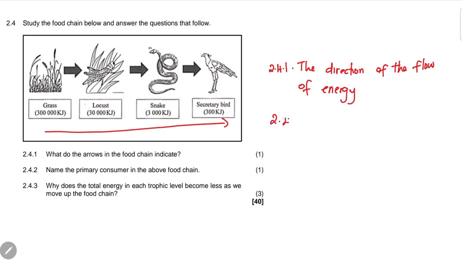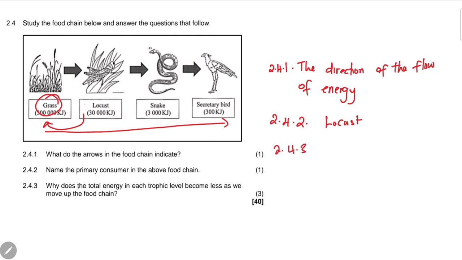Then 2.4.2, name the primary consumer in the above food chain. A primary consumer is actually a consumer that feeds on the producer. Grass is always the producer in this case. It is the producer. Why? Because it's green vegetation. So the locust will be the primary consumer because it is feeding where? On the producer.